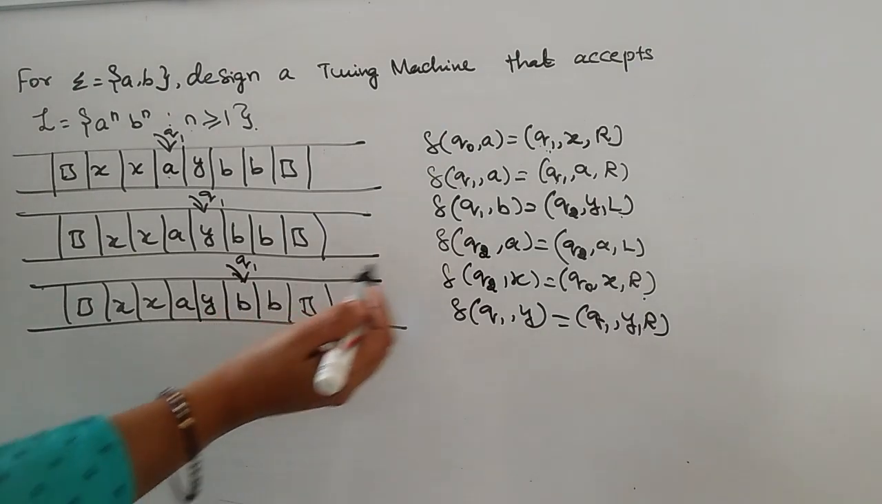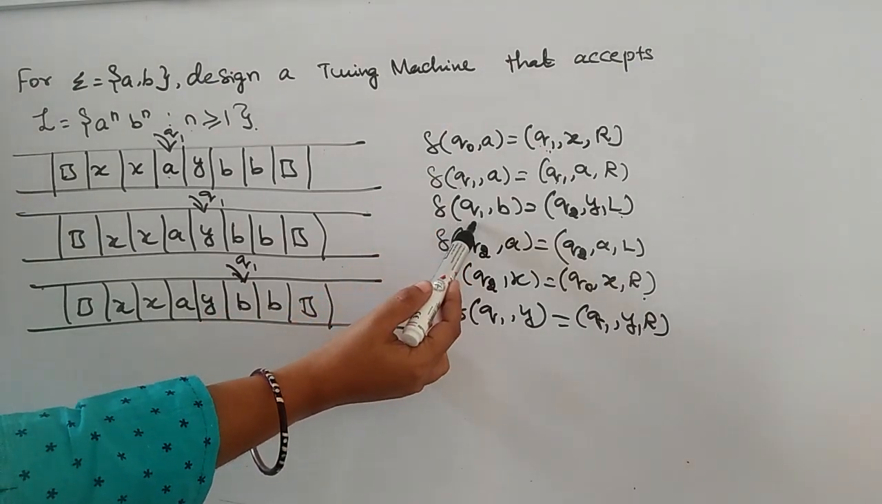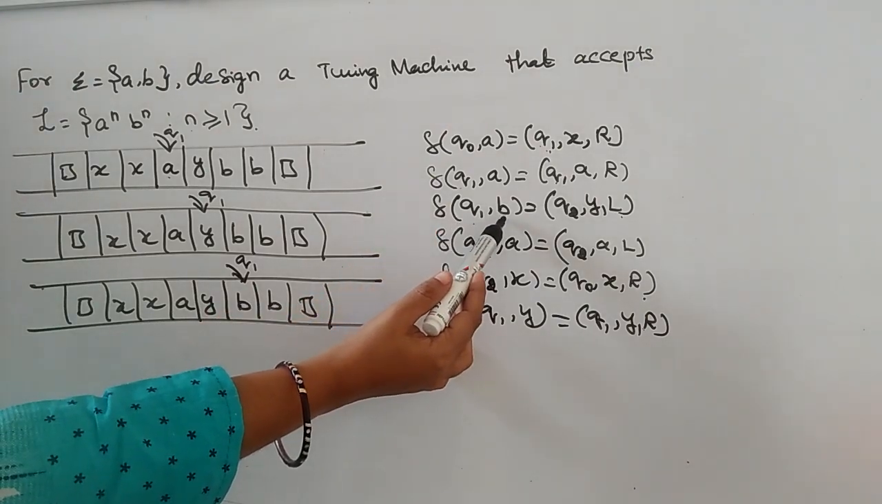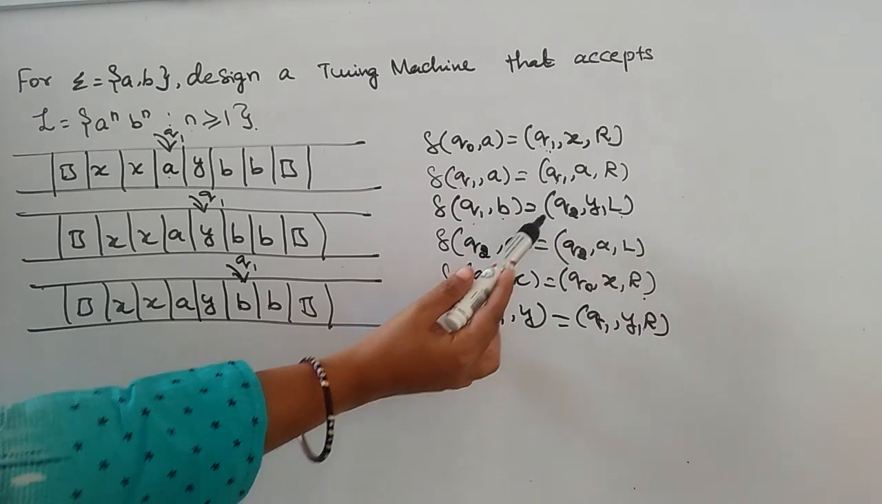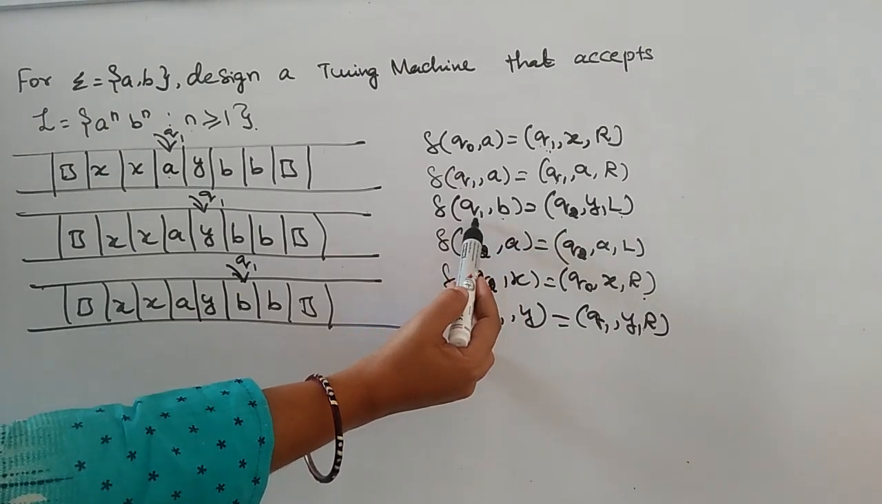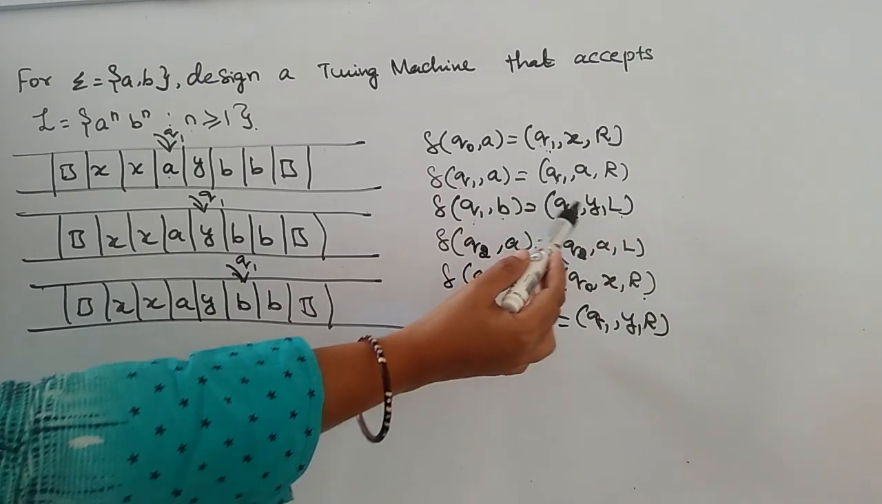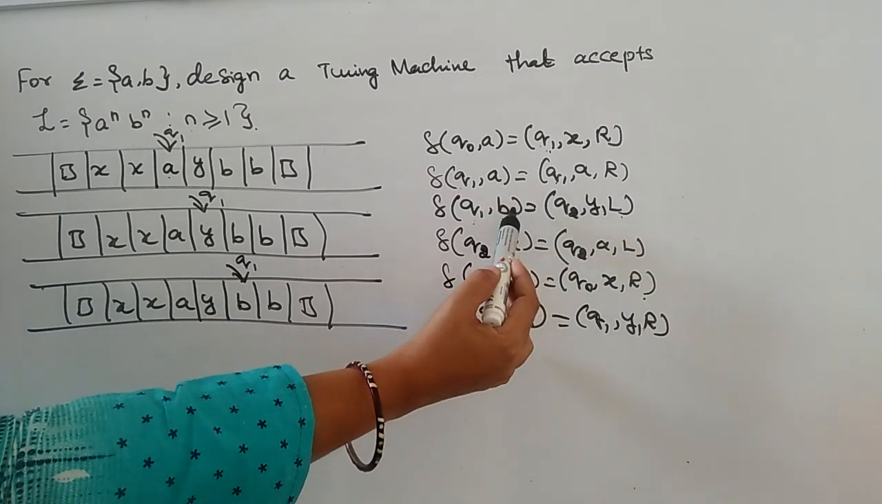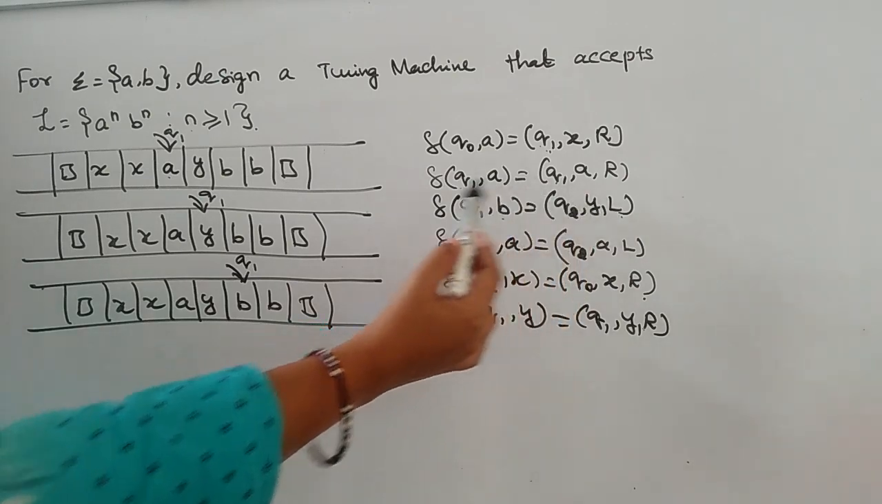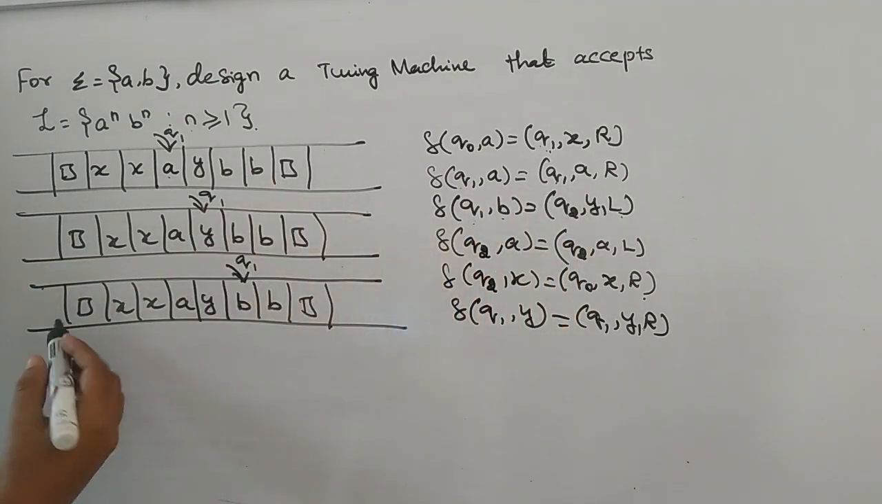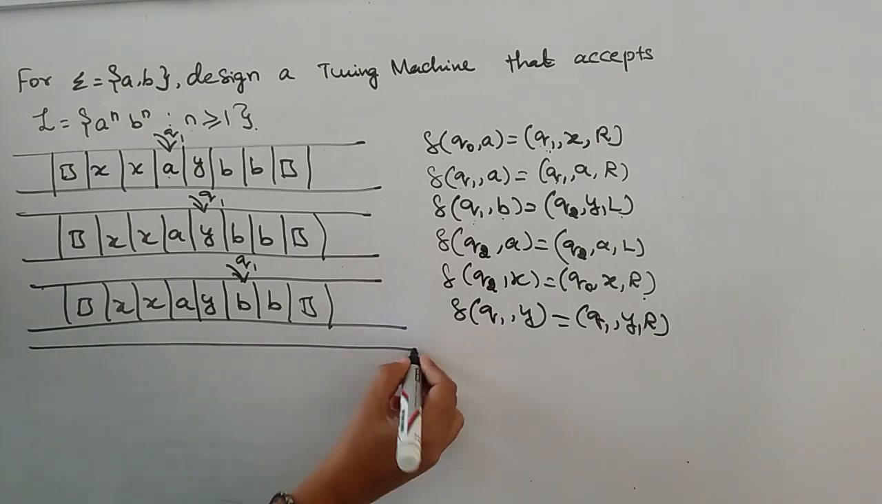Now you just see here, if the machine is in the state q1 and the symbol is b, then the machine will be shifted from the state q1 to q2 and b will be replaced by y, then the read write head will be moved towards left, right? So we are just going to do that.